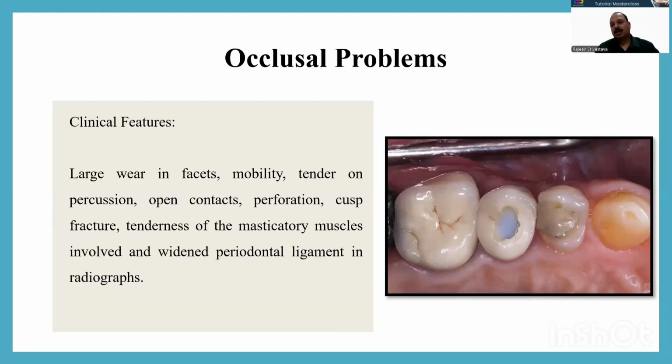Then occlusal problem. This is again one of the more common problems. In cases where you are using porcelain fused to metal, hardly any prosthodontists nowadays use full metal. They are mostly using porcelain fused to metal, or a monolithic zirconia or a layered zirconia. So in those cases, if there is wearing of the adjacent teeth, definitely there will be wearing of the crown and bridge also. In those cases there may be chipping off of your ceramic over the porcelain, or chipping off of your ceramic over your zirconia core.